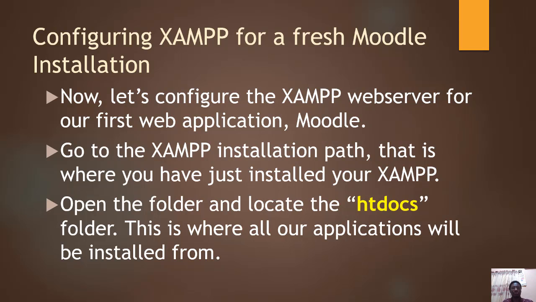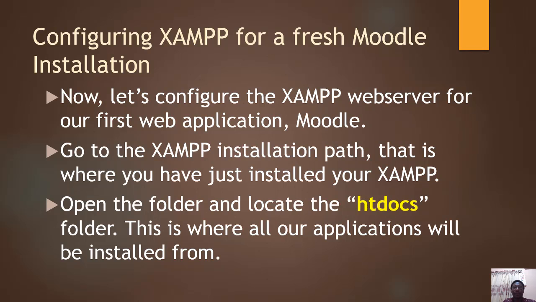All right, so let's try to configure our XAMPP for a fresh module installation. Yes, we are trying to see if we can actually have a module installed on this local server. So how do you do that? Go to your XAMPP installation path, where you had XAMPP installed in any of the previous guides, and then you will locate a folder called htdocs. Yes, htdocs. It's going to be inside the XAMPP installation folder.